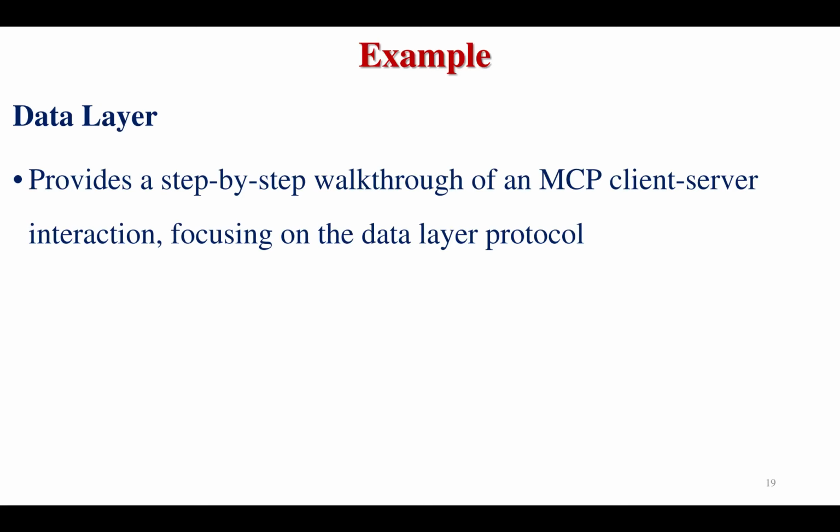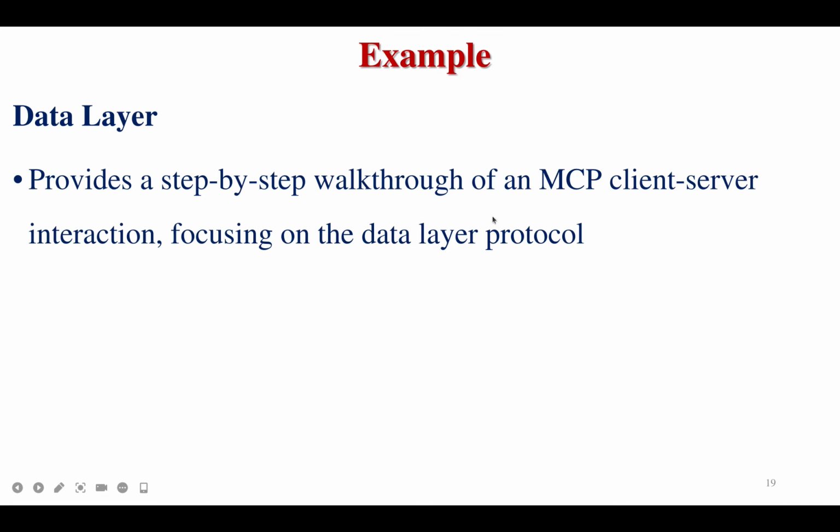Hi everyone, let us continue the concept of MCP, that is the architecture we were discussing in the previous video. So in this video, we'll be discussing the formats, how it is being represented in JSON RPC with an example. So first, let's start with the data layer. Already we discussed that there are two important layers, one is the data layer, another one is the transport layer. We will start with the data layer.